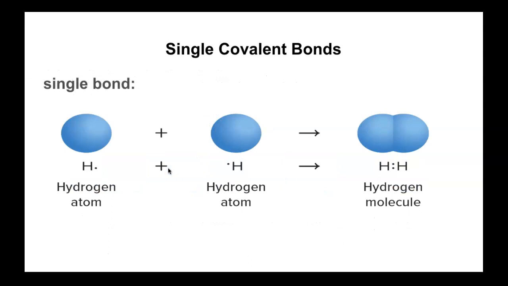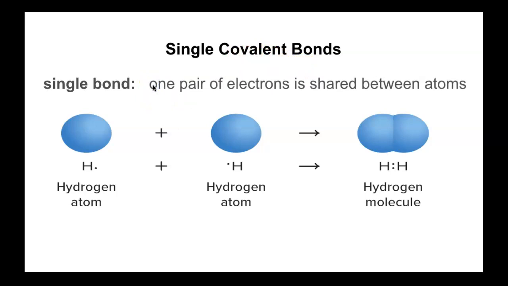Okay, I'm going to move on. We're going to talk about single covalent bonds. A single covalent bond means sharing electrons. So in a single covalent bond, one pair of electrons is shared between atoms.